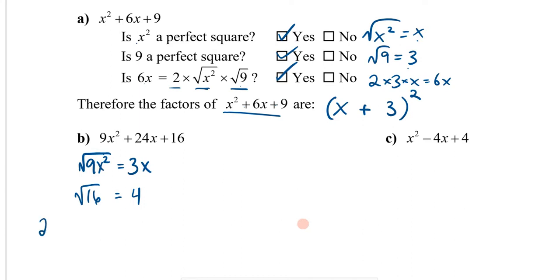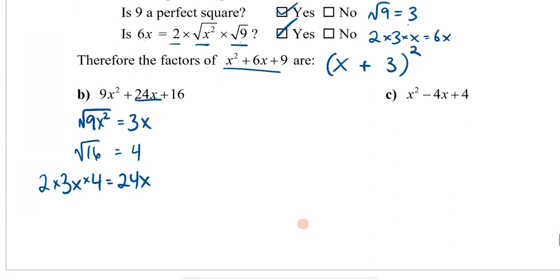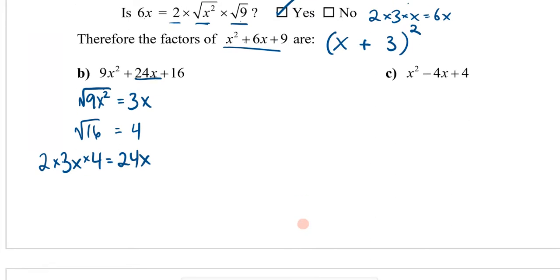So let's check 2 times 3x times 4, which is equal to 2 times 3 times 4, which is 6 times 4, which is 24, and then we have x, and that's exactly what we have here in the middle term. So the middle term is 2 times the square root of the first term times the square root of the last term.